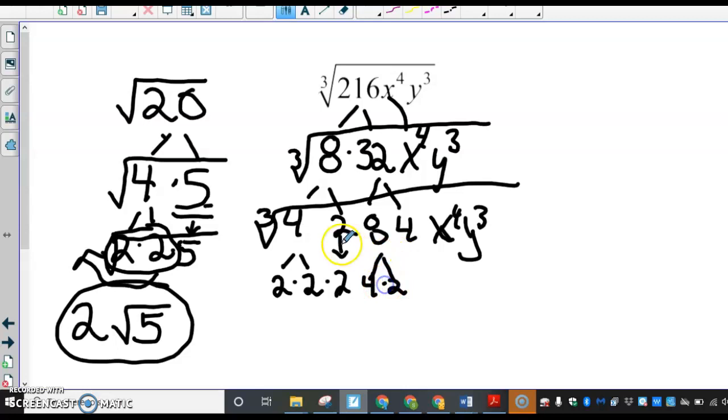So I'm just breaking down numbers. 4 became 2 and 2. 2 was done, so I just brought that straight down. 8 becomes 4 and 2. 4 becomes 2 and 2. And again, I'm going to hold off on these for now, but don't forget about them. They're very important. So x to the 4th, y to the 3rd.